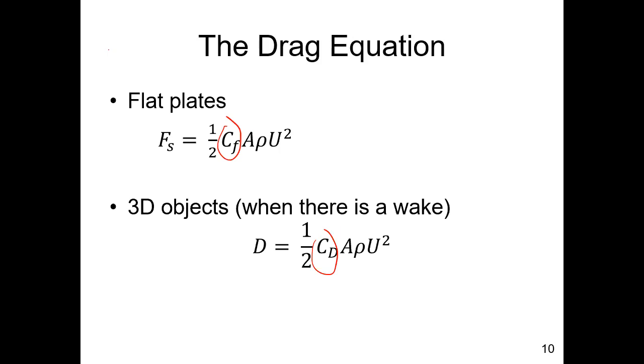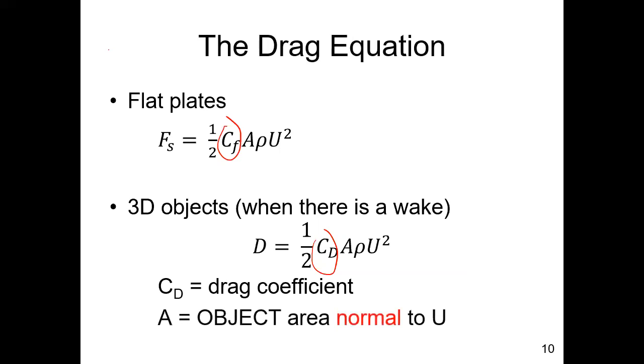The area, I think it's on another slide. C sub D is the drag coefficient, and A is the object area normal to U. So if we had a sphere, like a golf ball, the area that would go in this drag equation would be the cross-sectional area of the sphere perpendicular to the velocity vector capital U. That's a circle. There are some rare instances when you don't use the area normal to U, and I'll be going over that. But if you recall, last time I gave you a big handout, and that handout had the drag coefficient for a lot of different objects.